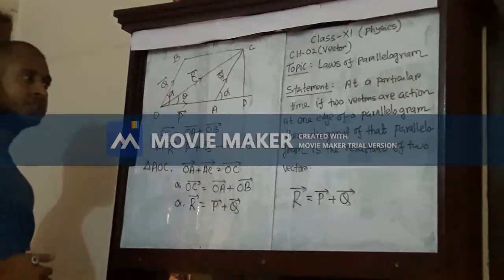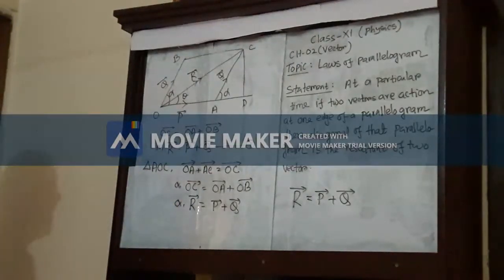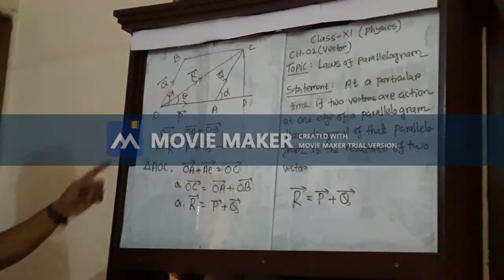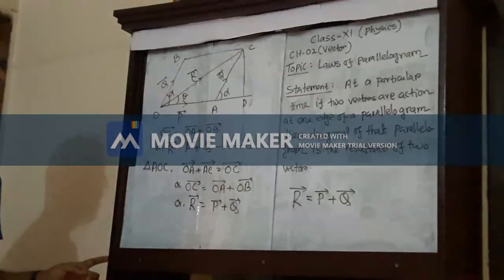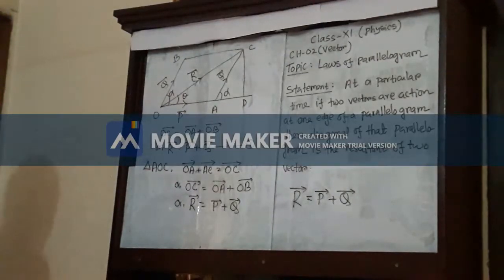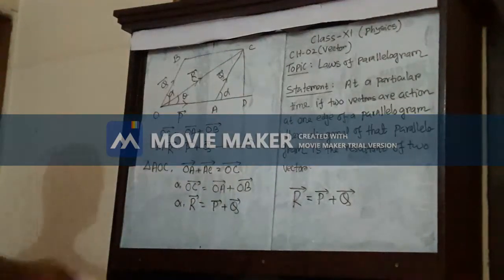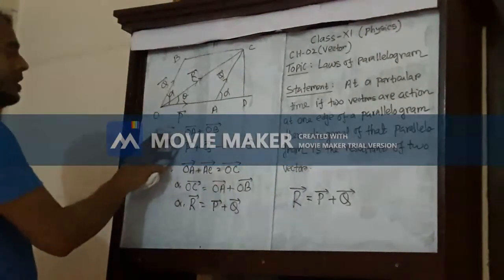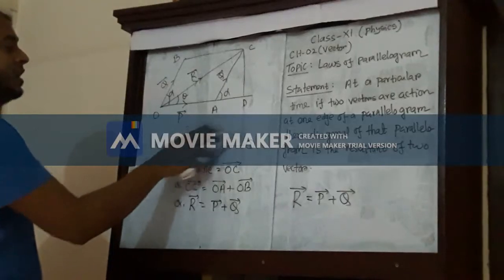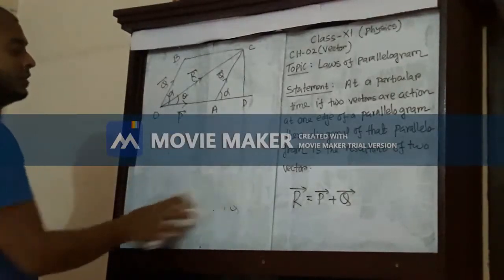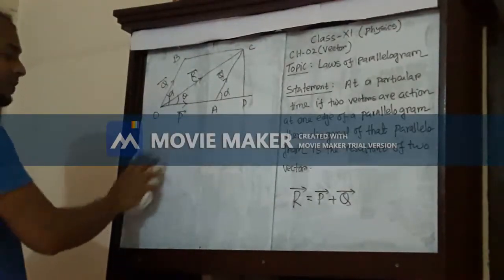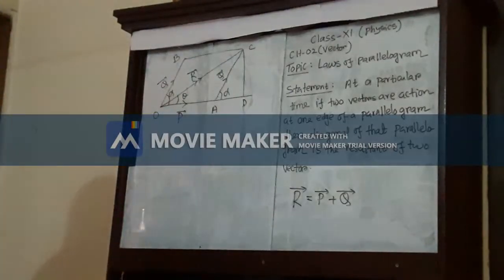So this law of parallelogram is nothing but the law of triangle. Okay? Now I'm going to find out the magnitude of this resultant vector. Magnitude means the value of this resultant vector. So I have to find out the value of this resultant vector.